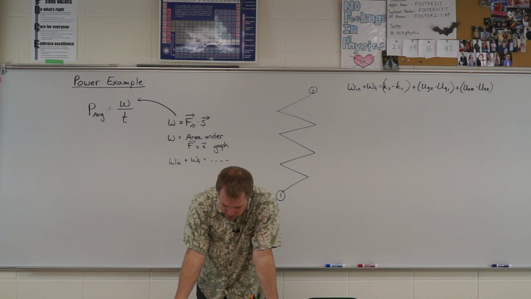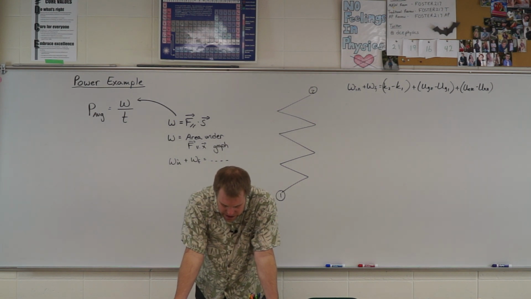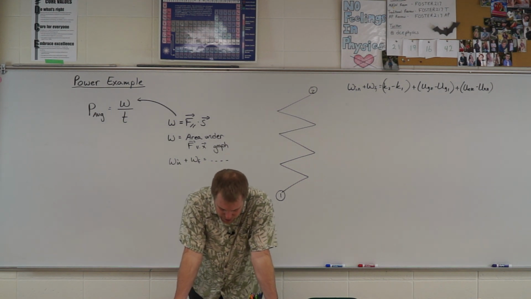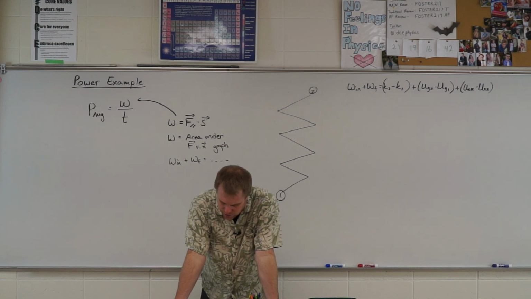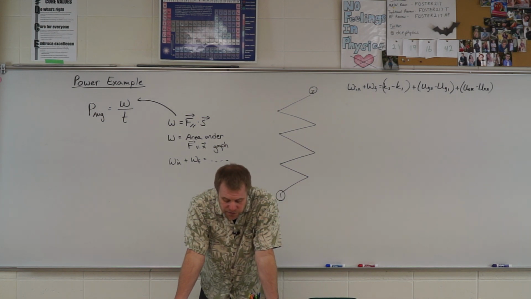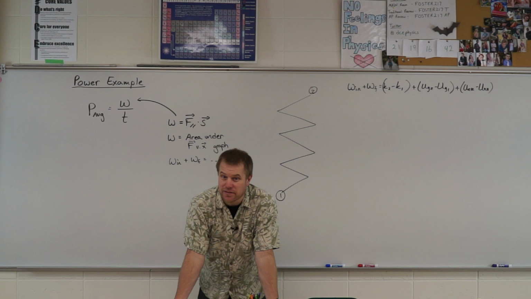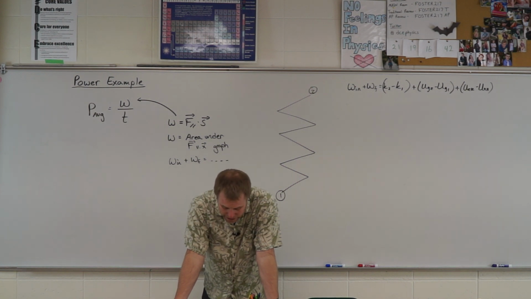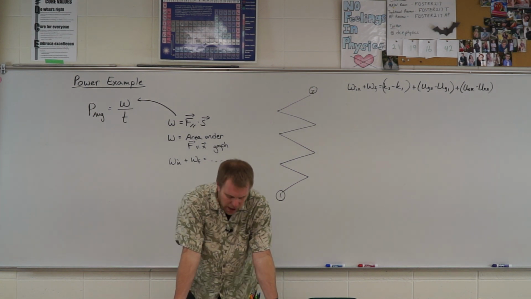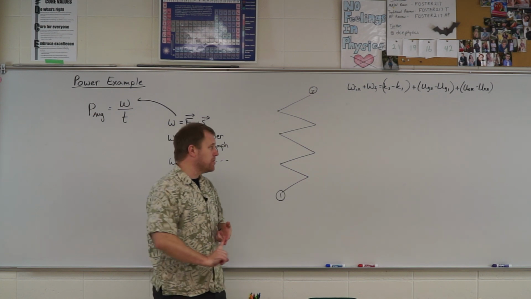A Chicago marathon runner with a mass of 50 kilograms runs up the stairs to the top of the Willis Tower, the tallest building in Chicago, 443 meters, in 15 minutes. Ooh, minutes. We'll probably have to convert that to seconds. What is her average power output in watts and in horsepower?